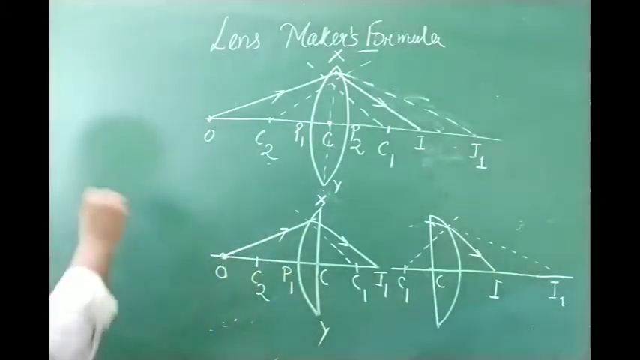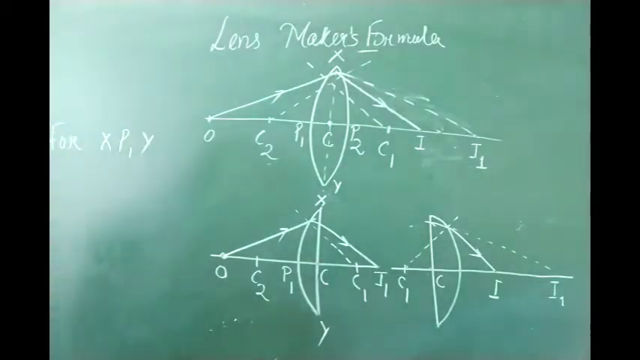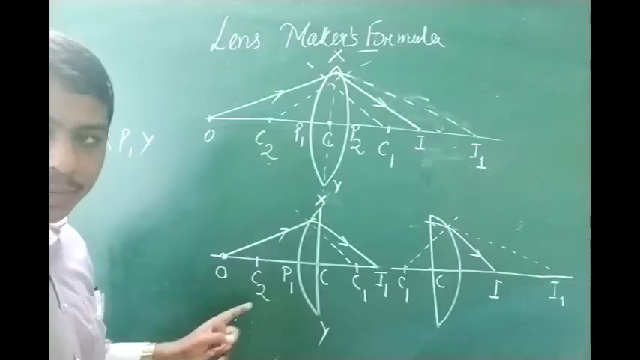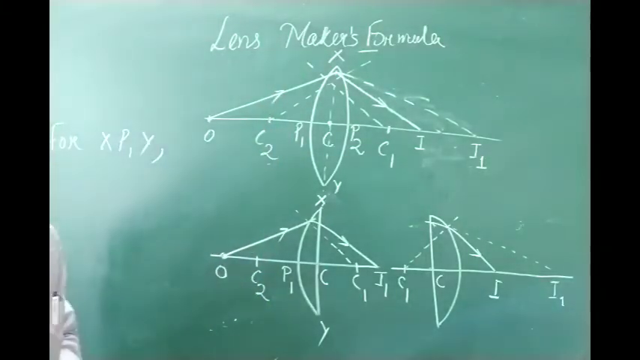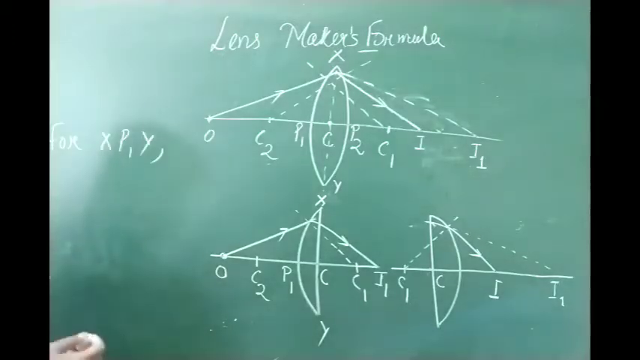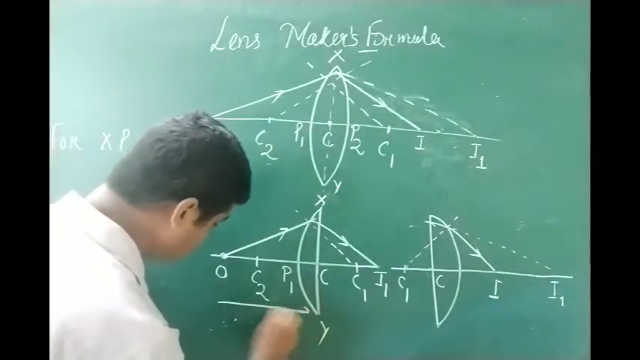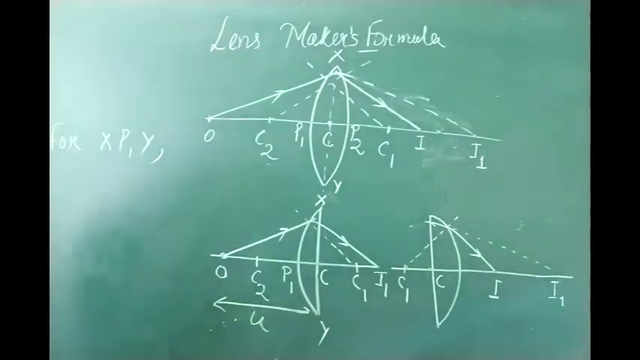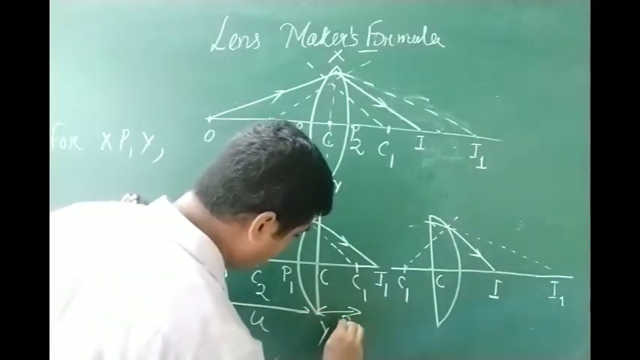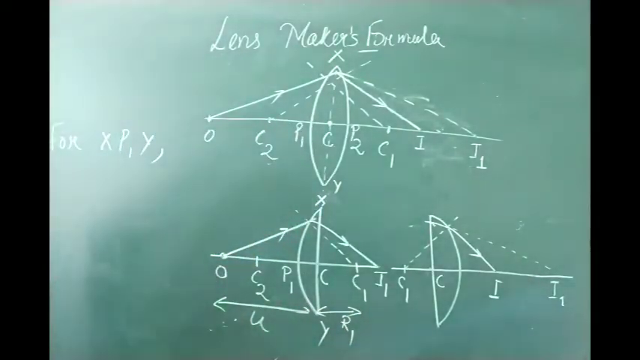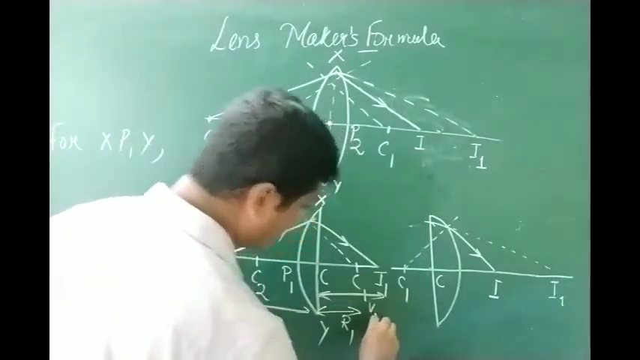Suppose for the first surface, here your object is in the rarer medium. You use the first spherical refracting surface formula. So let me denote the values here. This is your object distance, this is the object distance. This is your radius of curvature R1. And we consider this distance as V1.